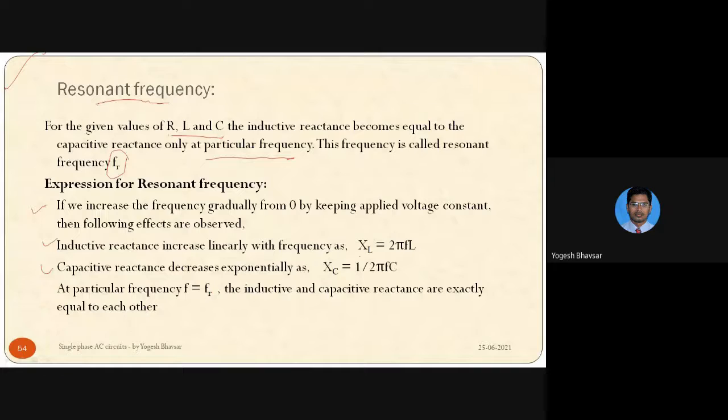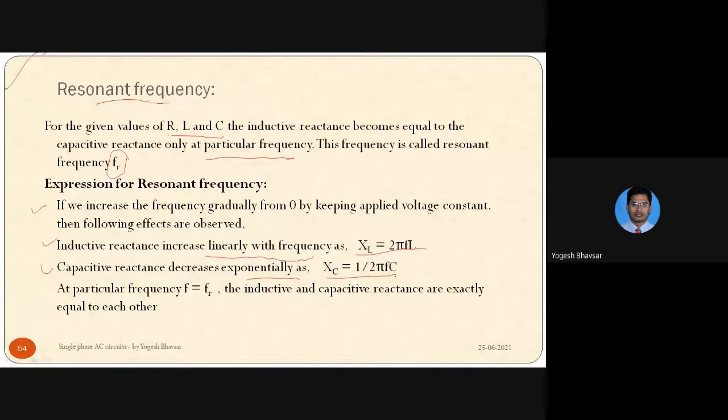We know that inductive reactance XL is equal to 2 pi fL. That is, inductive reactance is directly proportional to the frequency. So inductive reactance increases linearly with the frequency. When the frequency increases, inductive reactance increases. And what about capacitive reactance? XC is equal to 1 by 2 pi fC. So capacitive reactance is inversely proportional to the frequency. That is why capacitive reactance decreases as the frequency increases.